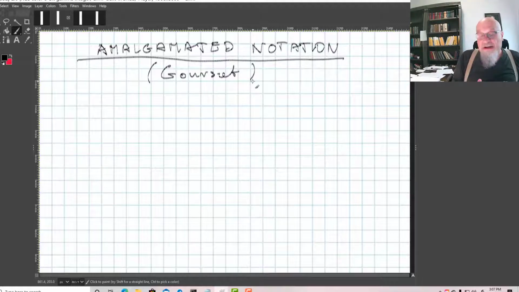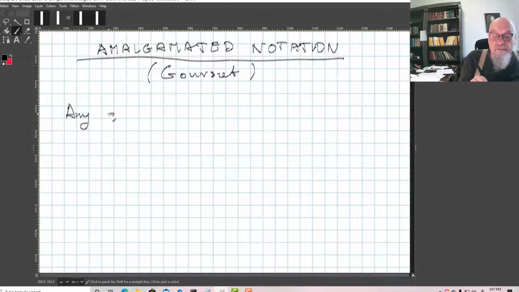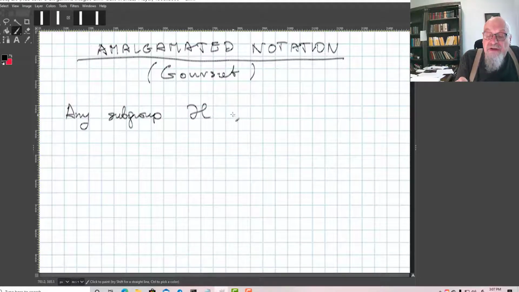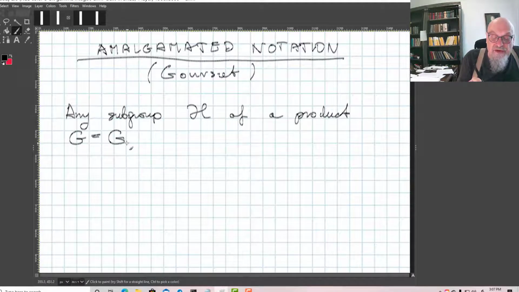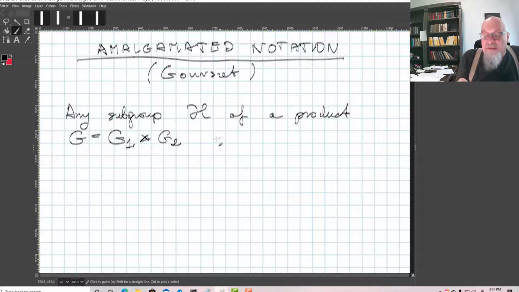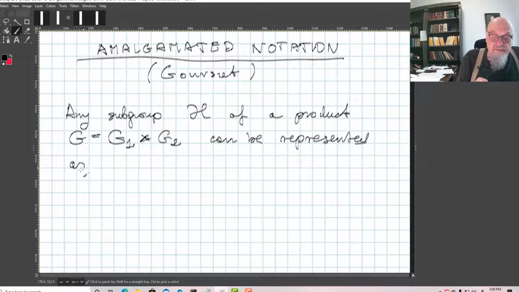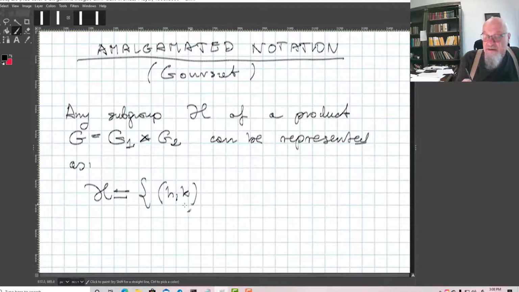So actually, Burnside proved that any subgroup H of a product, and this will be like our group is the product of two groups, G1 times G2, can be represented as, and let me write, so this is our subgroup, and then we have here the subsets H, K, and this belongs to H times K. So what is H? H is a subgroup of G1. So K is a subgroup of G2.